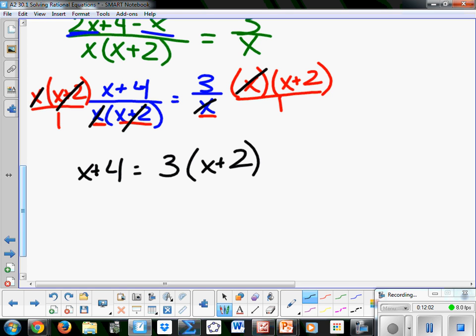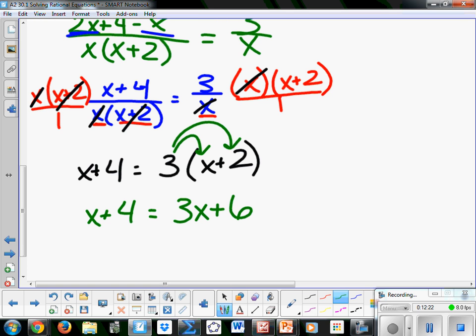Okay, so I'm going to distribute that 3 to here and here, because in order to solve for x, I have to get this as simple as possible. So I want to make sure that everything is all distributed out, so then I can deal with combining like terms and solving for x. So I end up with x plus 4 equals 3x plus 6.